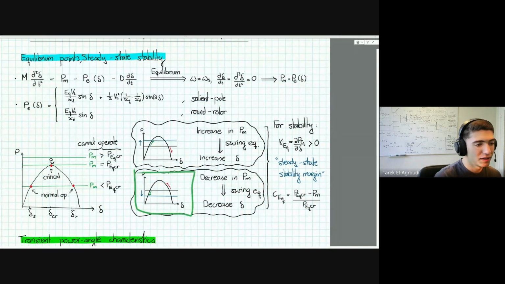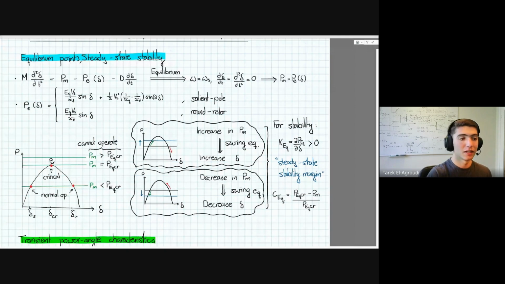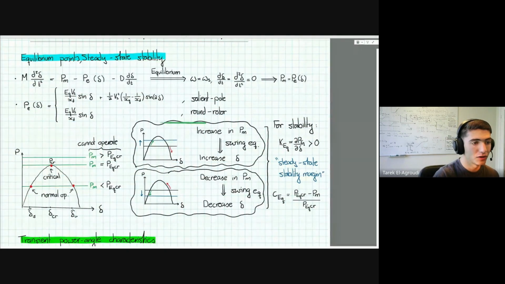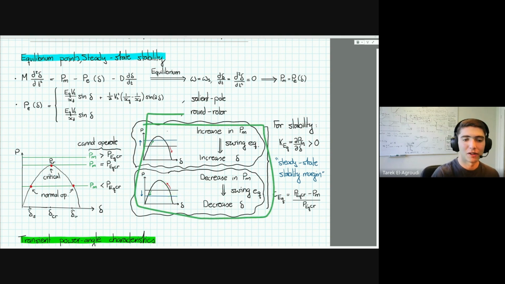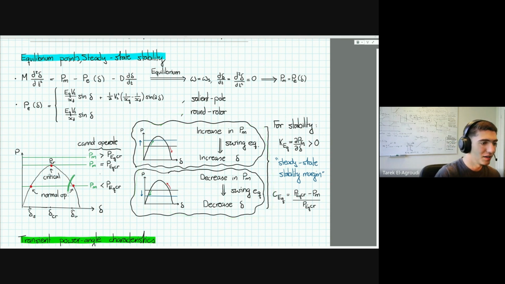And the inverse is the case if your mechanical power reduces. Then your electrical power is bigger than your mechanical power, and so you will decelerate, your rotor angle will move to the left. And if you start at this equilibrium and move to the left, then you move towards the new equilibrium. So you are stable. But if you start here and you move to the left, you move actually away from this equilibrium. So it's unstable because whatever happens, you move away from the equilibrium if you are on this side, and the opposite is the case if you are on this side.